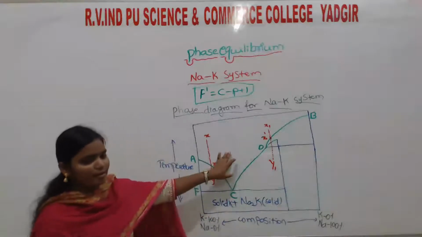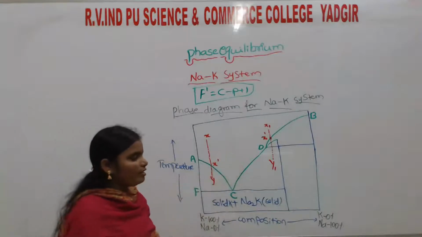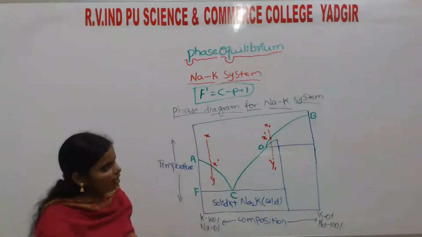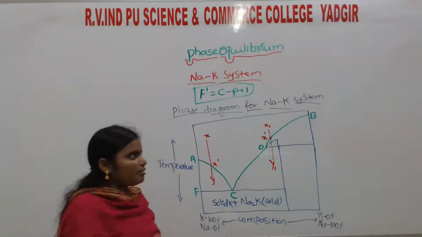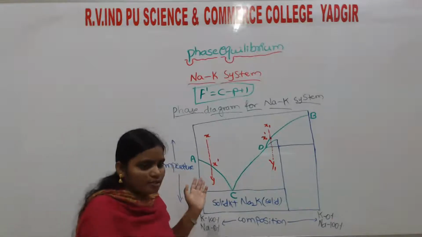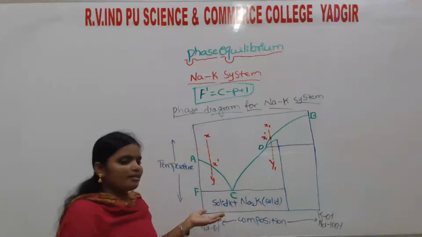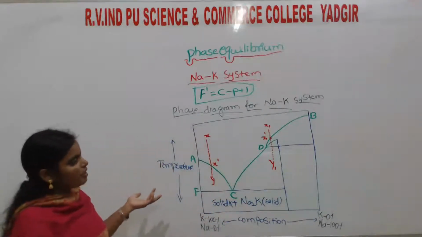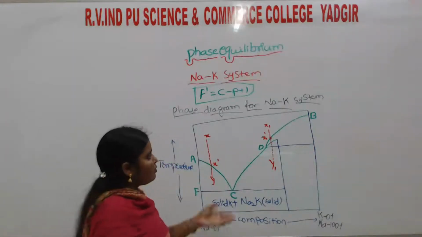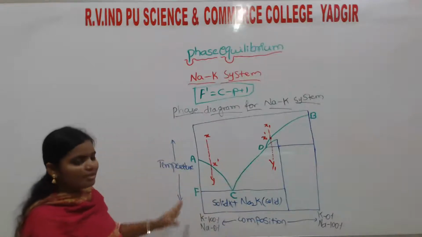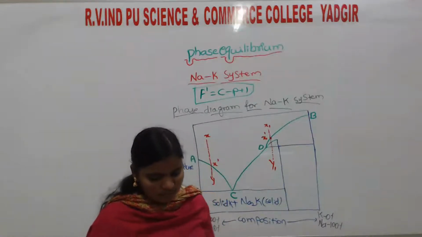You practice this diagram 2 to 3 or 4 times. It is very easy to explain this phase diagram or any phase diagram. You take the ferric chloride and water system, or the one component water system, sulfur system, and two component systems, lead silver system, ferric chloride system, and this sodium potassium system. If you know the phase diagram, you can easily explain any of the systems.